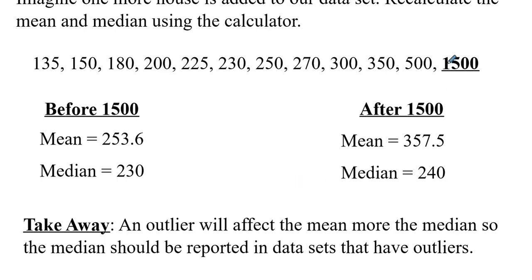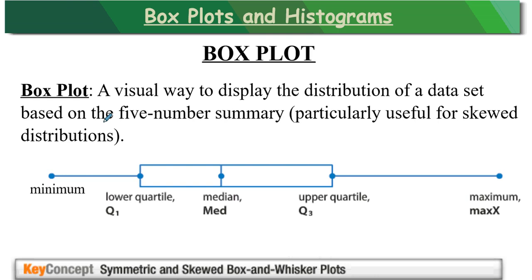The mean gets greatly affected by outliers. The median doesn't care about outliers because it's just going to move up a step. It doesn't care how big, how expensive the most expensive house is. You could put a $50 million house here. The median would still be 240. So the mean is greatly affected by outliers. So if there's an outlier in your data set, you should report the median before you would ever report the mean.